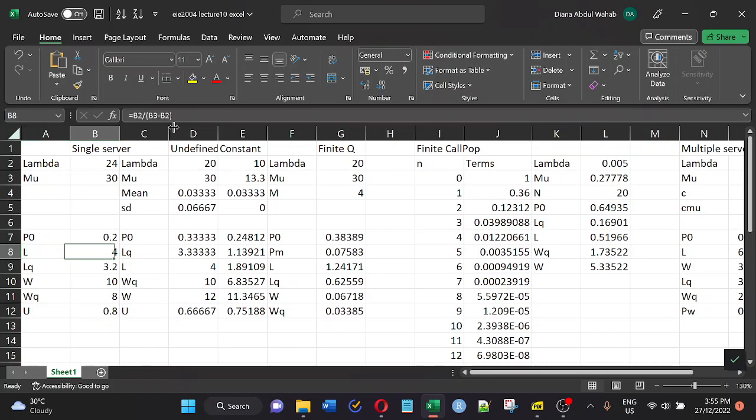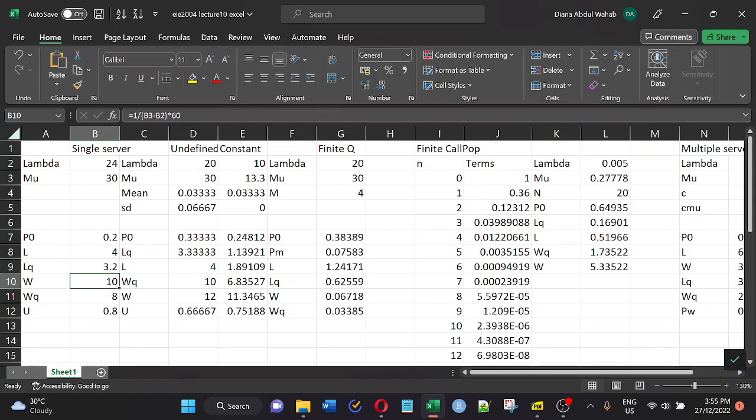And then L, on average how many customers are in the system. So on average there are 4 customers in the system. You just plug in the formula. And then this is LQ, and LQ is 3.2 customers on average waiting in line.